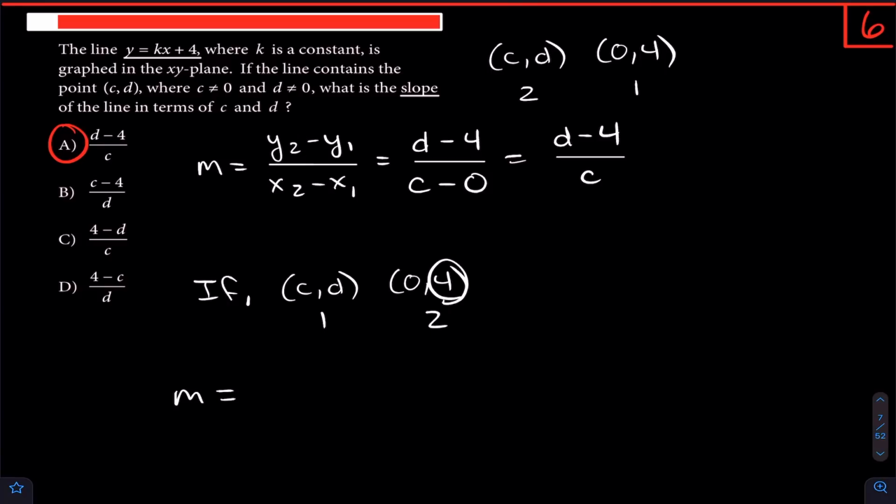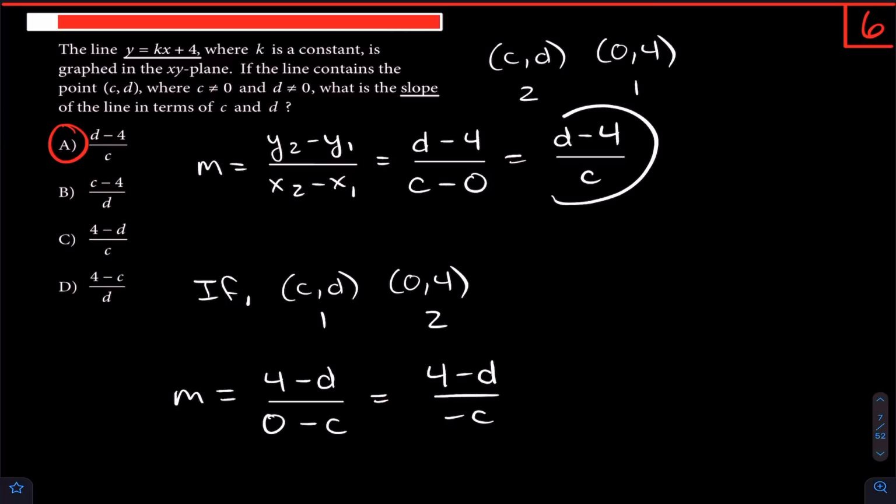of your second point is now 4. You would get that minus the y-coordinate of your first point, that's d. And then you would get the x-coordinate of your second point, that's 0. And then the x-coordinate of your first point is c. So what you would end up with is 4 minus d over negative c. That's not yet the same thing as d minus 4 over c. Right? It doesn't, or at least it doesn't look like it.